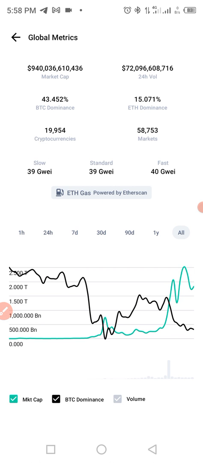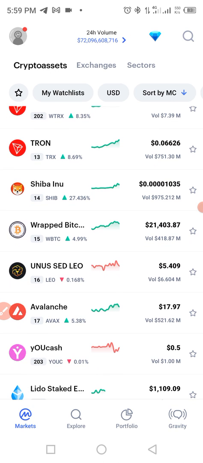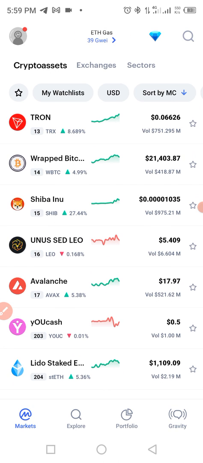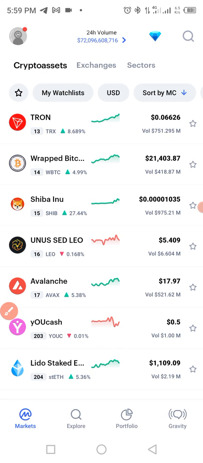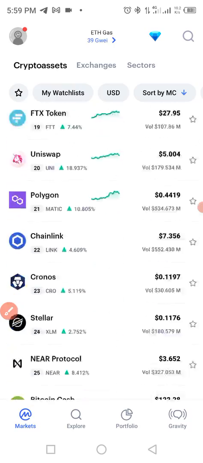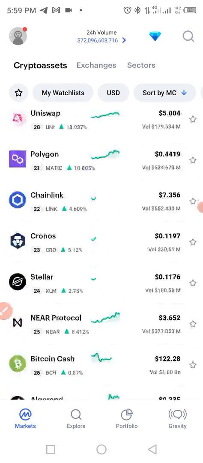Okay, so let's go. Like I said, these are the assets. When you come on board, you see that these are the crypto assets. The crypto assets is where you see all the cryptocurrencies we have. Remember, we said we have over 19,000 crypto assets. So if you look at it, these are all the cryptocurrencies we have around.